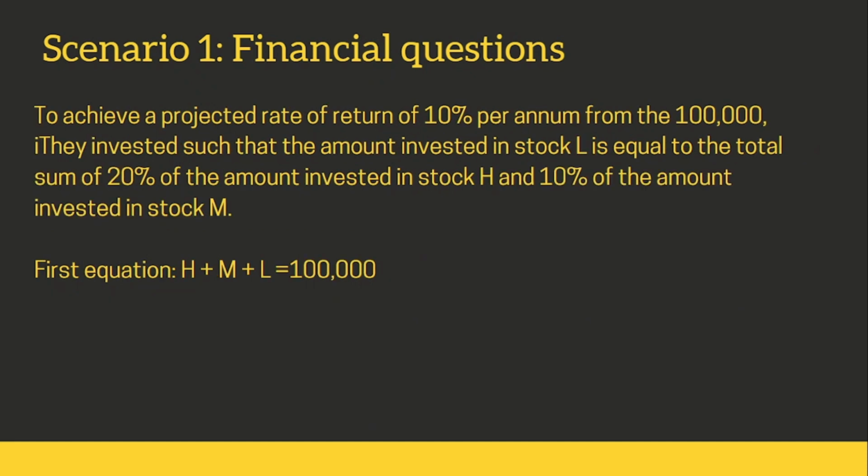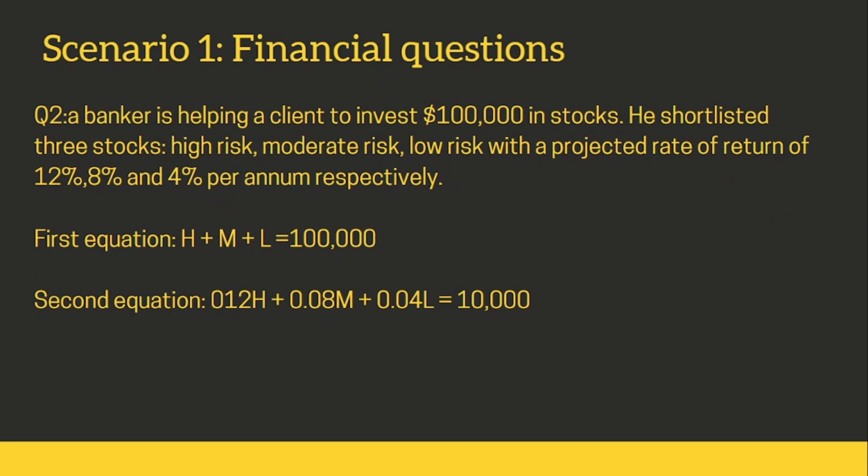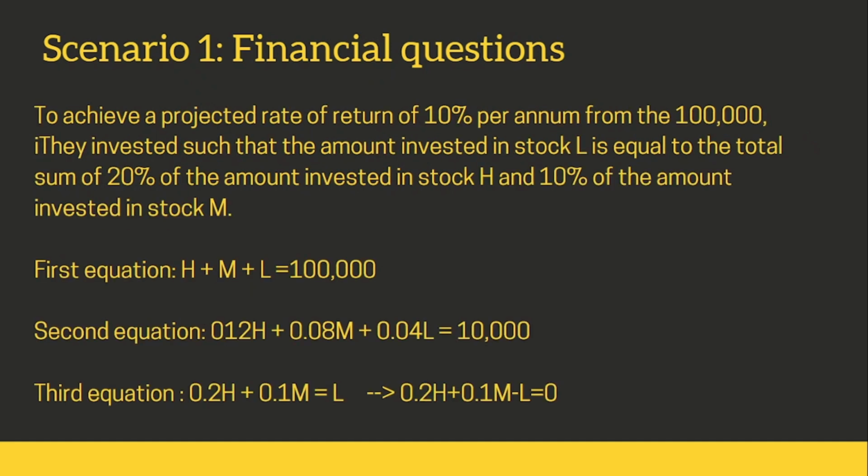And so this is what you will get. H is the high risk, M is the moderate risk, L is the low risk. That will equal 100,000. Then second equation, 0.12H plus 0.08M plus 0.04L equals 10,000. Then your third equation is that 0.2H plus 0.1M equals L. Bring all of that onto the left hand side, and that's your final equation.